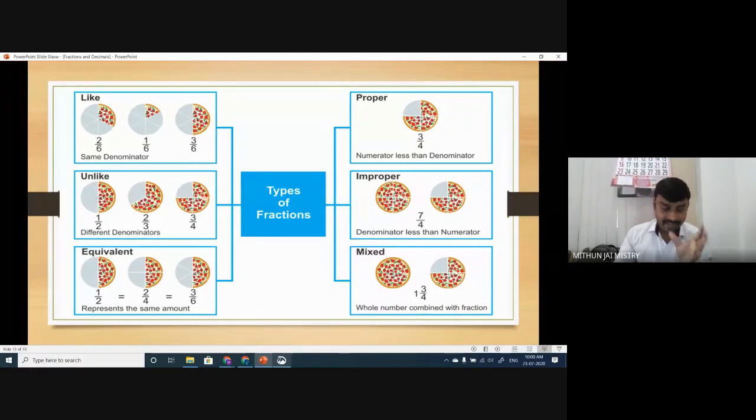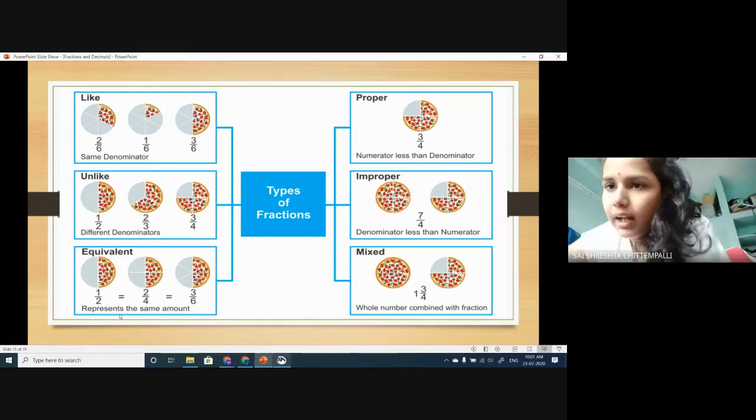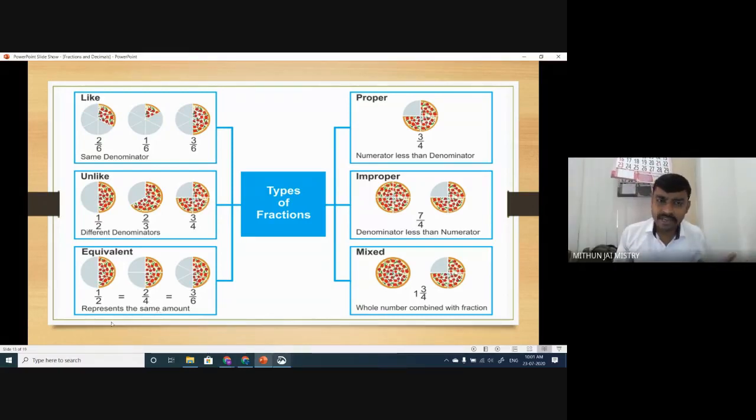Now, let us understand the equivalent fractions. Here, 1 by 2 is representing the half of the pizza. 2 by 4 is also representing the half of the whole pizza. 3 by 6 is also representing half of the full pizza. That means they all are showing the same amount. Of course, that half is again divided into 4, that half is again divided into 6, but still, they are showing the same amount.